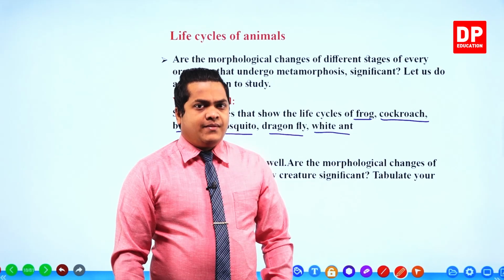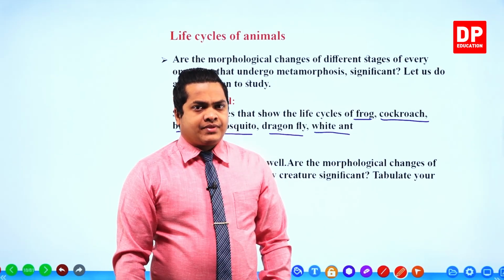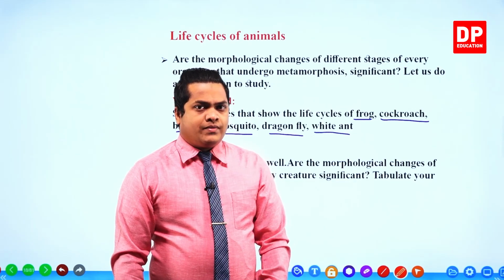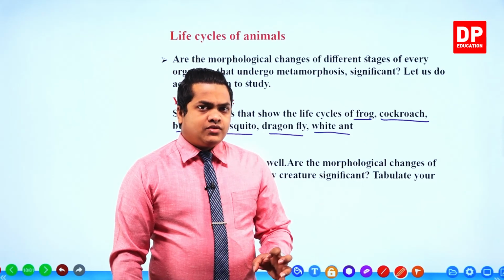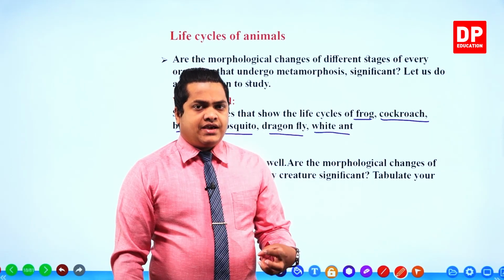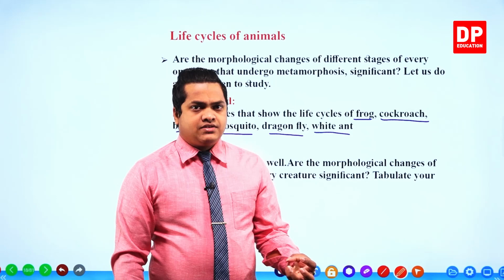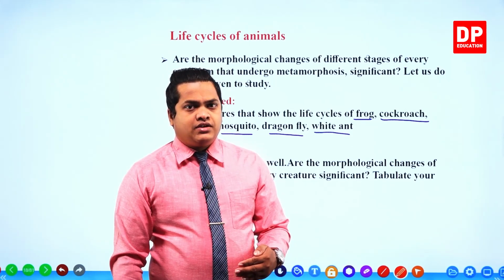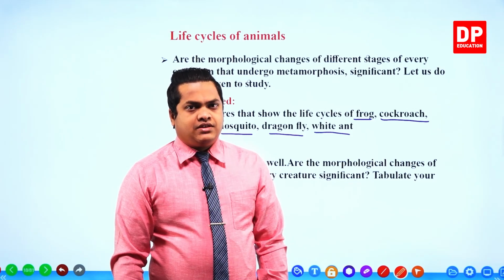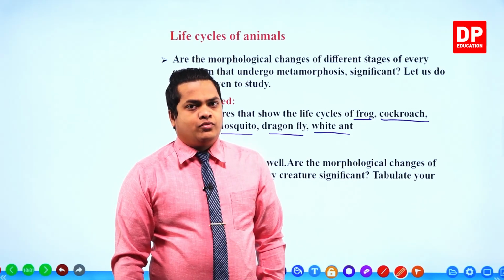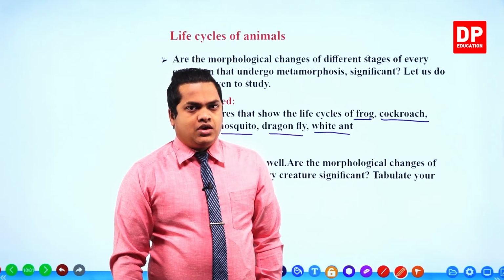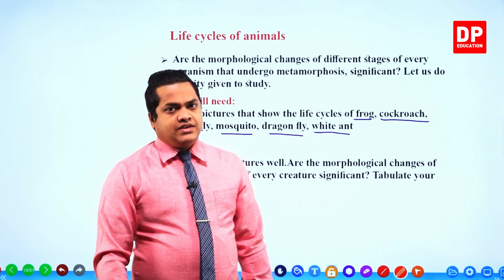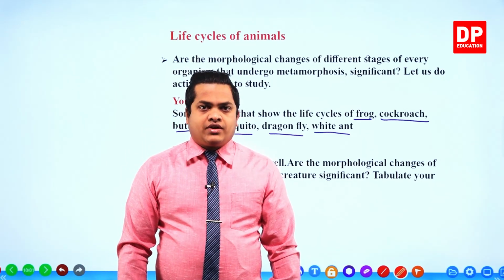Then after, we'll be tabulating it according to two parts. One, the organisms that have significant life cycles, and the organisms that haven't got significant changes in their life cycle. Like that, we'll be dividing into two main categories. Okay, right then. So let's see the life cycles of these organisms.